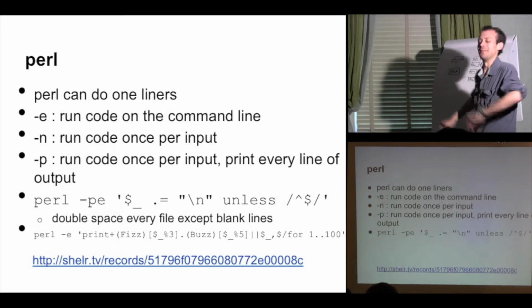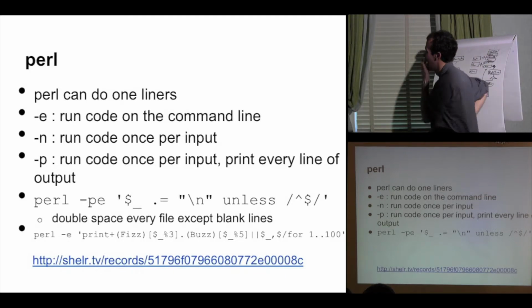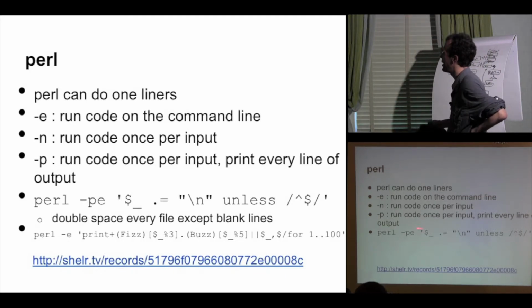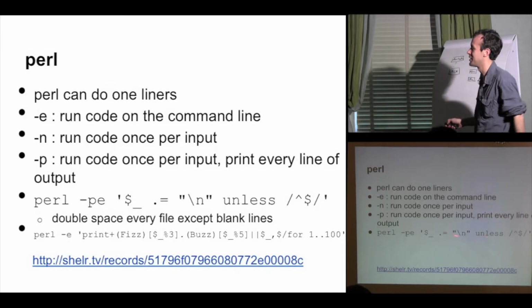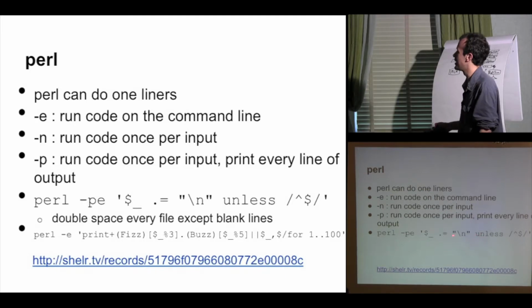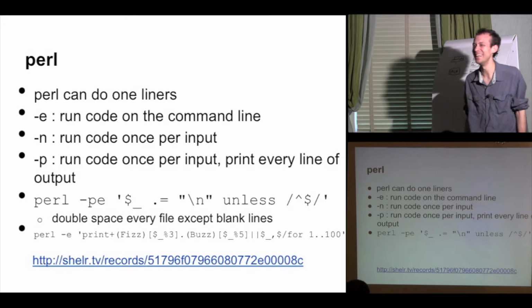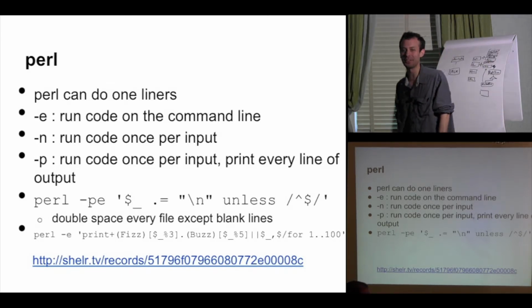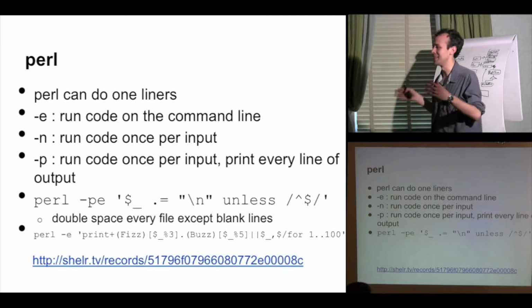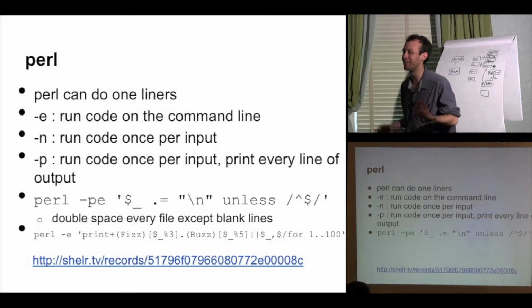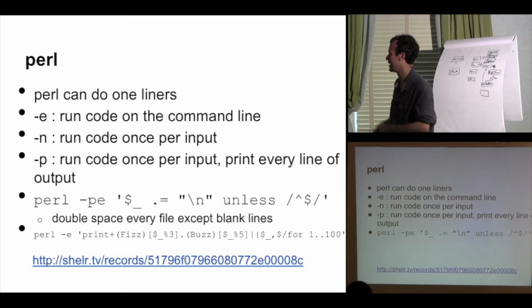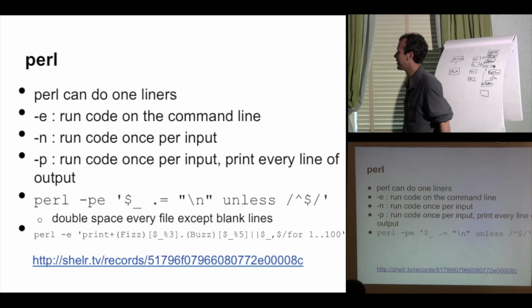So what does this do? Anyone familiar with Perl? Okay, I'm not familiar with Perl either, so I just found these on the internet, and they seemed like good examples. Basically what this does is it takes a file and makes it double-spaced unless the line is already blank. The way it does this is the input, $_. That's the current variable. Perl has this concept called the current variable, which is basically if you pass in a parameter to a function, it goes in $_.